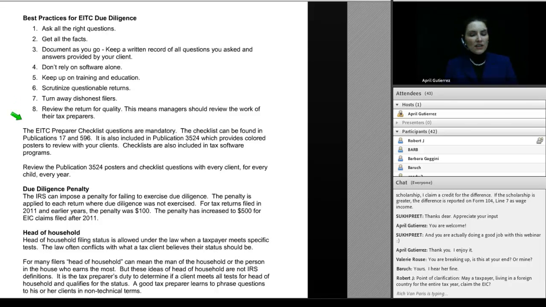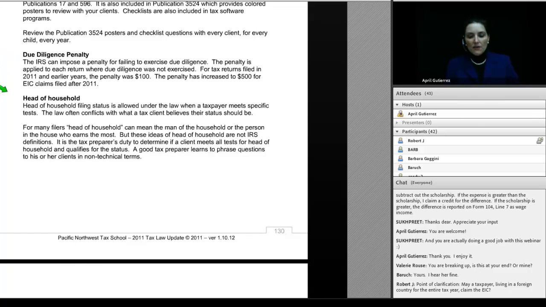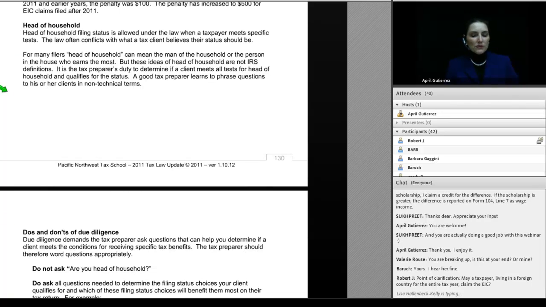However, due diligence for earned income credit, the IRS specifically states that the tax return should be reviewed for quality. So if you're a manager of a tax service and you've got preparers preparing EIC claims underneath you, it's your responsibility to make sure that they're filing those claims correctly. For tax returns filed in 2011 and earlier years, the penalty was $100 per violation. Beginning in 2012, that penalty has increased to $500 per violation.